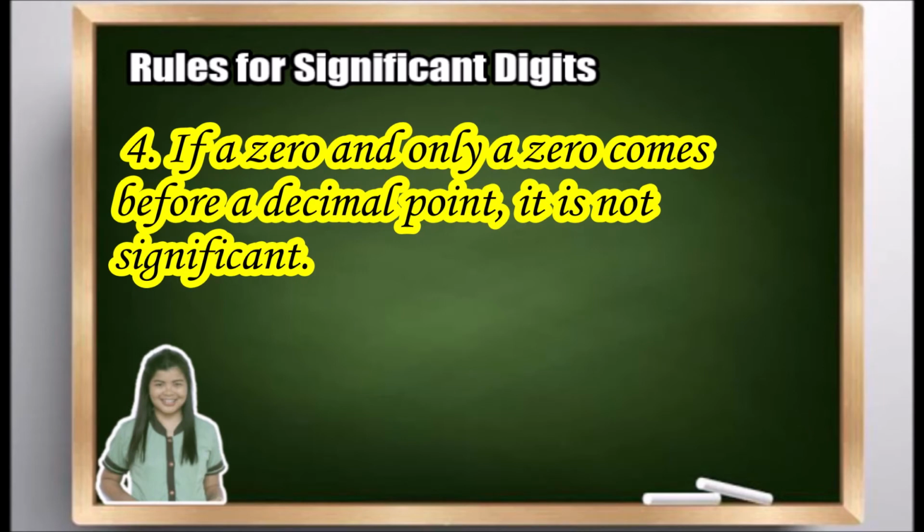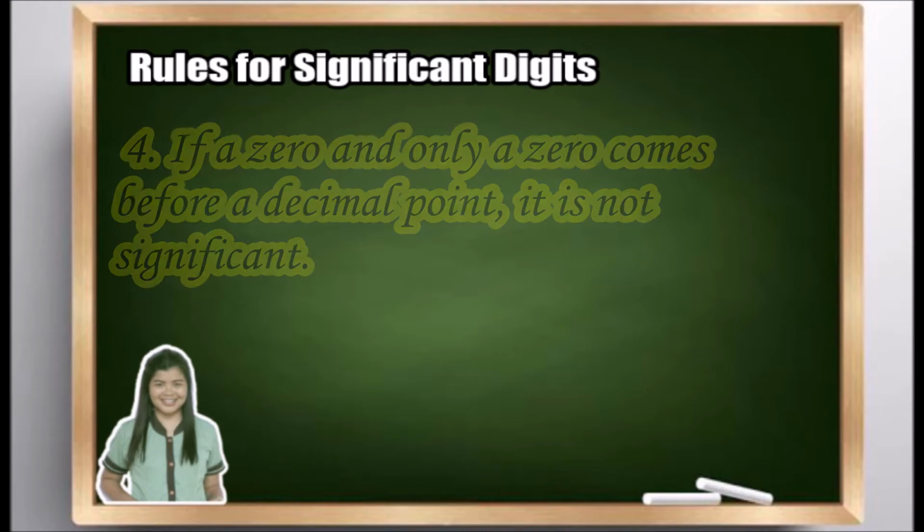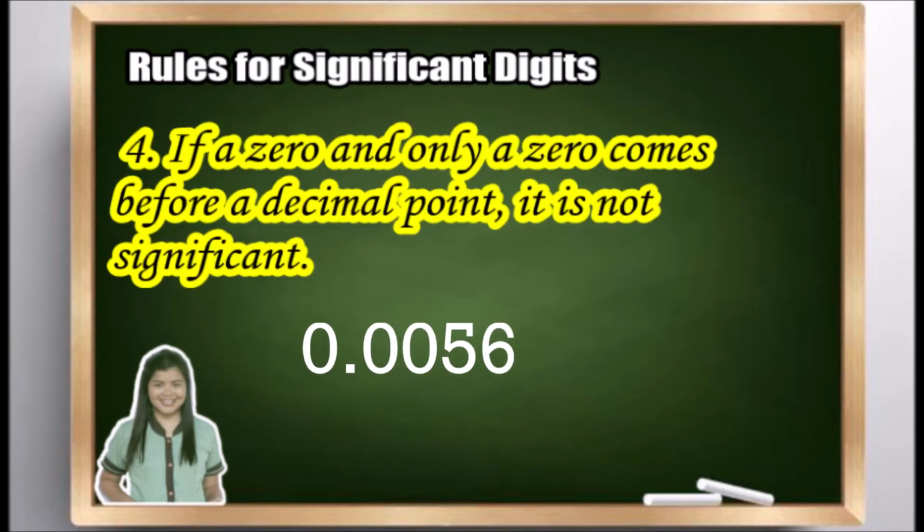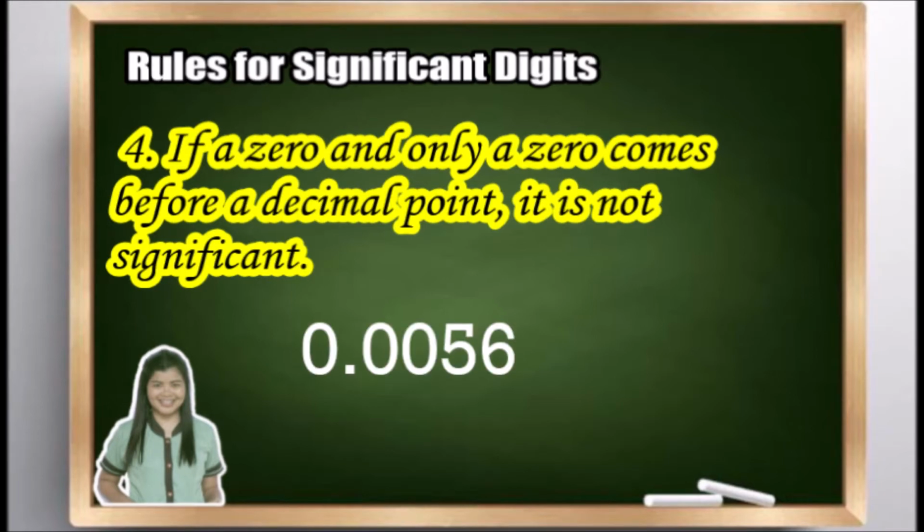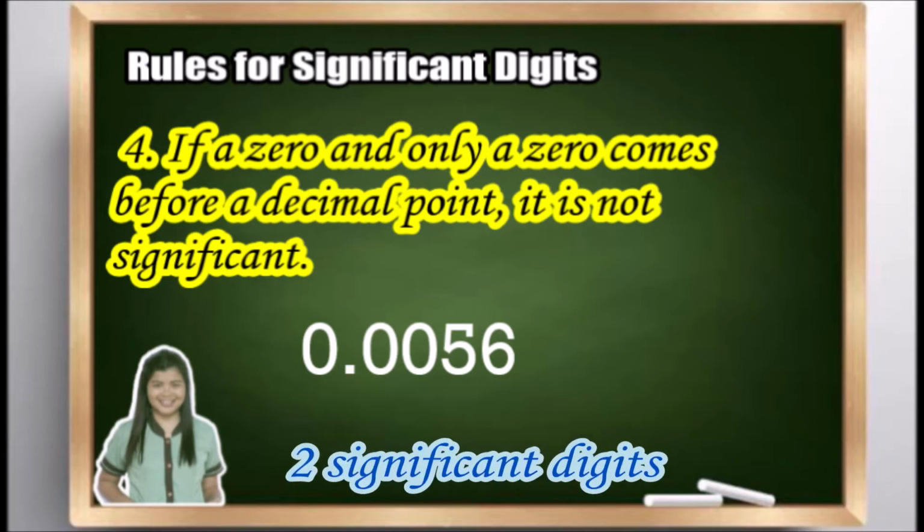Fourth rule is that if a 0 and only a 0 comes before a decimal point, it is not significant. Or in other words, leading zeros are not significant. Say for example, we have 0.0056. So as we can notice, there are zeros that came before the decimal point. So these zeros can be considered as leading zeros. And take note that leading zeros are not significant. So for this example, only digits 5 and 6 are significant. So there are 2 significant digits for 0.0056.